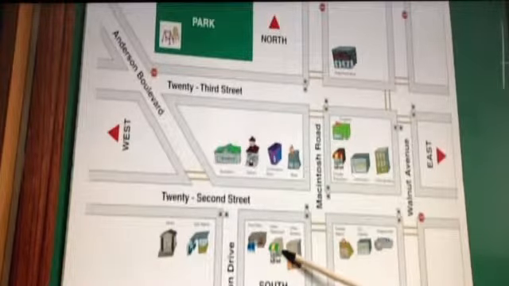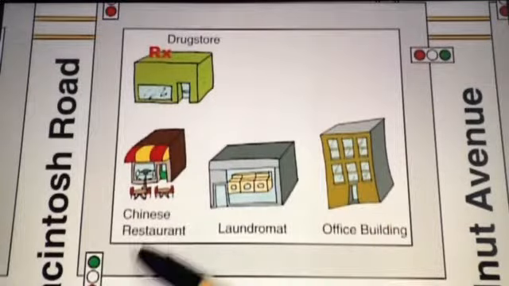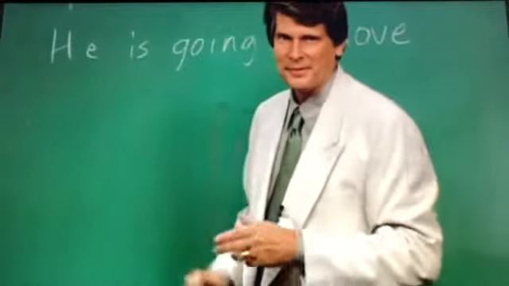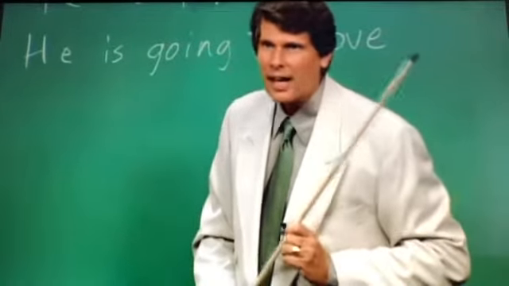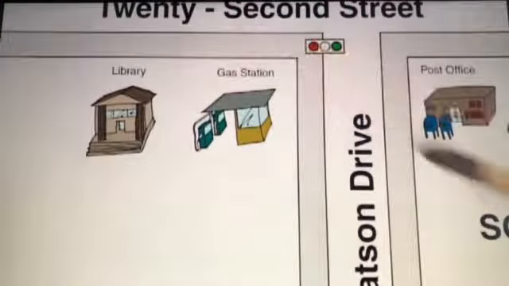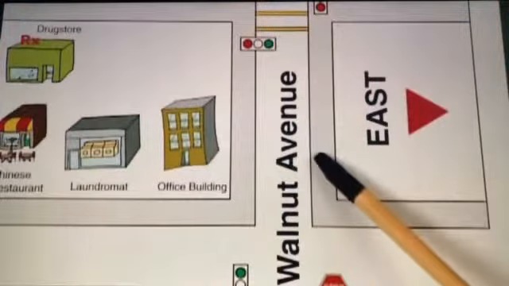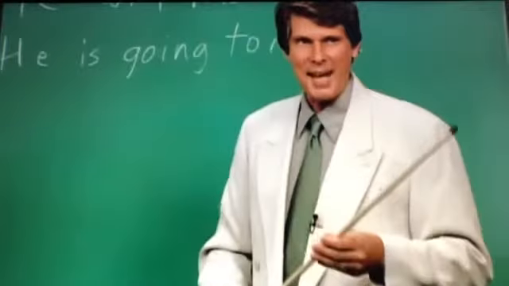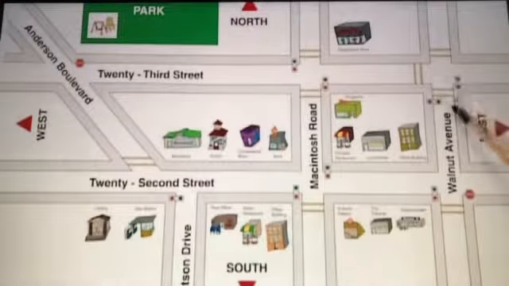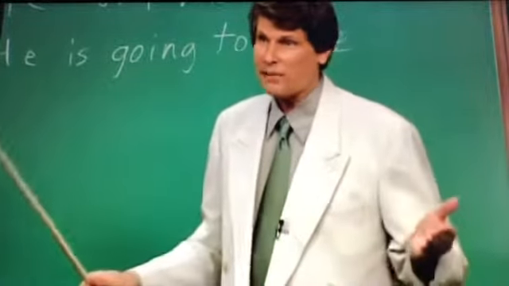Restaurant. The Italian restaurant and the Chinese restaurant. Very good, Vicente. Carmen? The street. Watson Drive. 22nd Street. McIntosh Road. Walnut Avenue. Good, the streets are the same. All the buildings are familiar to you. Is there anything different? Anything that is not familiar?